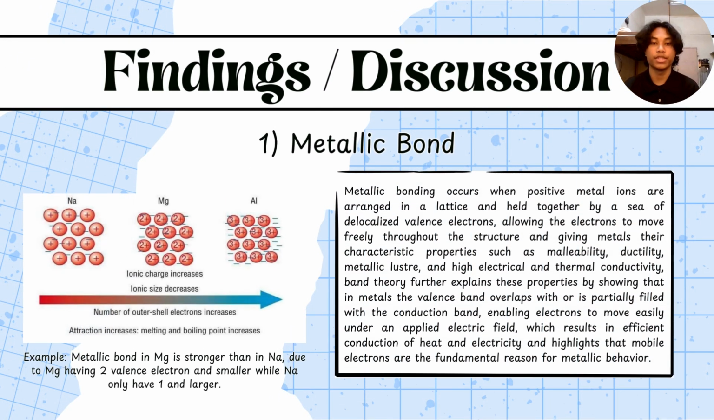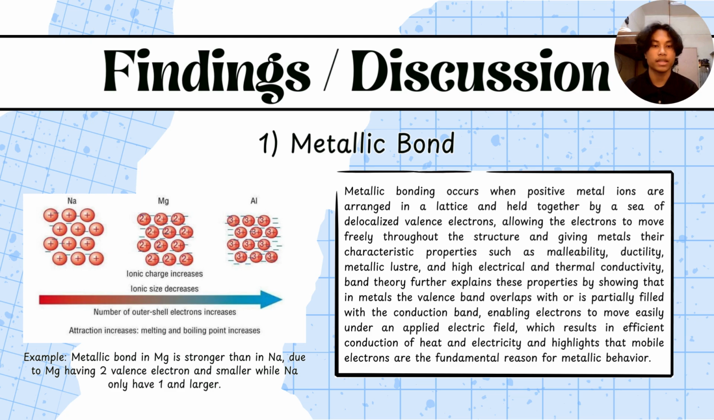For the next one, which is findings and discussion, which is for metallic bond. Metallic bonding occurs when positive metal ions are arranged in a lattice and held together by a sea of delocalized valence electrons, allowing the electrons to move freely throughout the structure and giving metals their characteristic properties such as malleability, ductility, metallic luster, and high electrical and thermal conductivity.